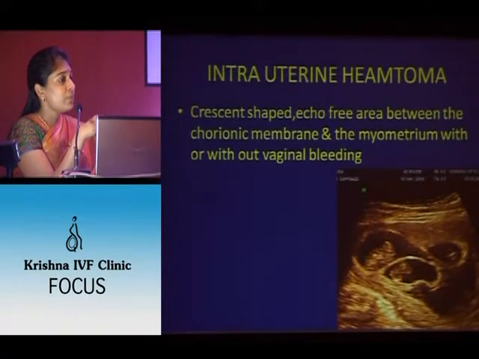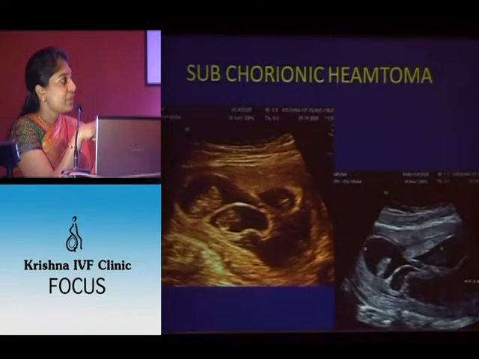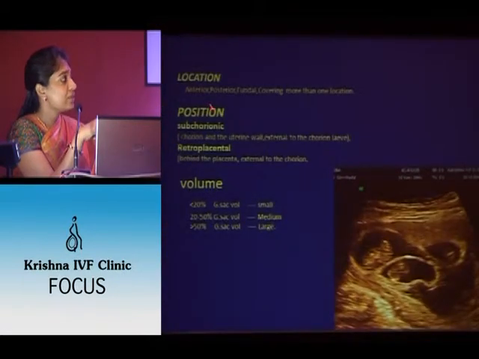So when do we give importance to intrauterine hematomas? Which are the hematomas which cause problems? It's the location, position, and volume. So when it is retroplacental, see, we can see the basalis is elevated, and if the volume is more than 50% of the gestational sac volume, then the pregnancy outcome in this is poor.